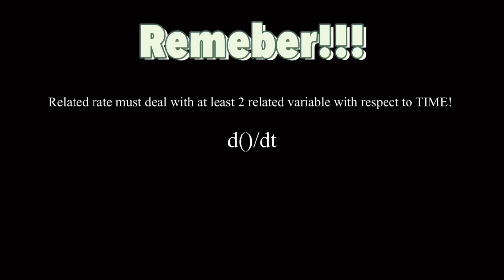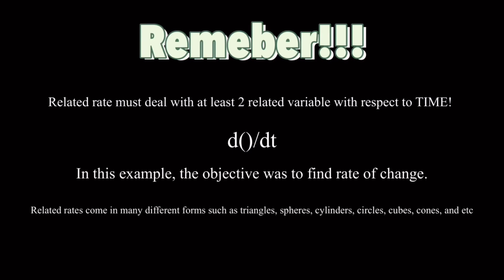Yay! Remember, related rates must deal with at least 2 related variables with respect to time. In this example, the objective was to find the rate of change. Related rates come in many different forms such as triangles, spheres, cylinders, circles, cones, and etc.